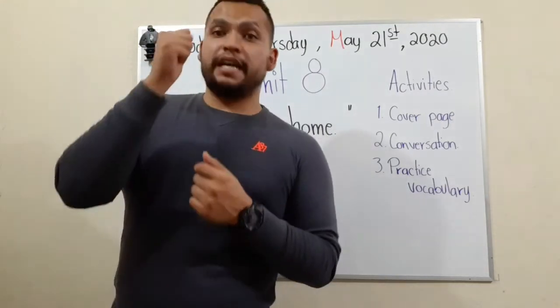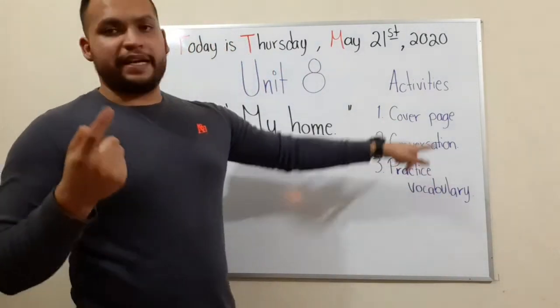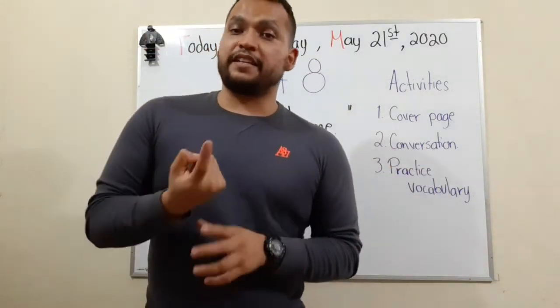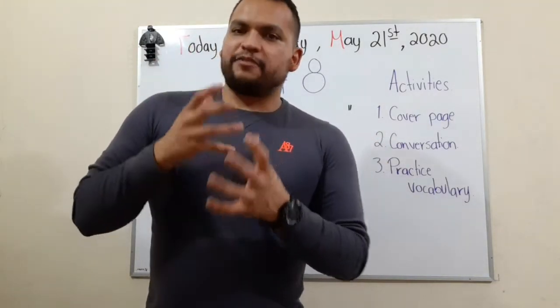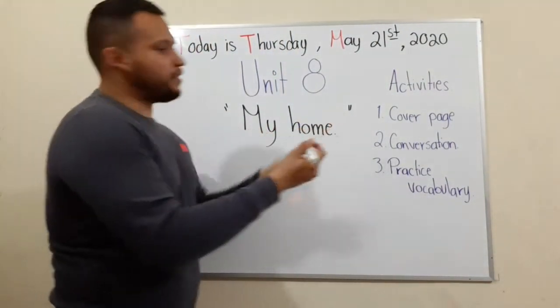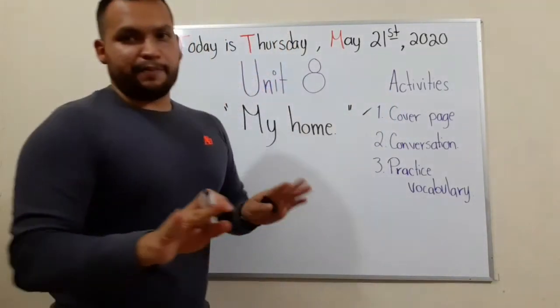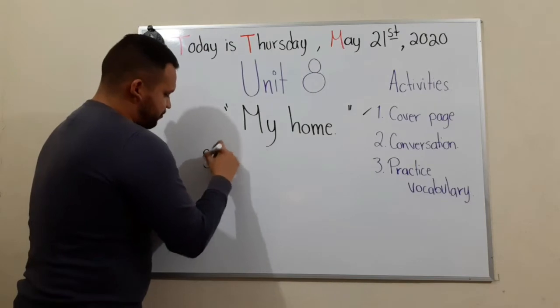Okay, so that will be activity number 1. Activity number 1 will be cover page. Hacer nuestra cover page. Hacer nuestra portada. Once you finished, una vez que ya terminemos esto, we're going to use a student book. That is the cover page. And then we have the student book.